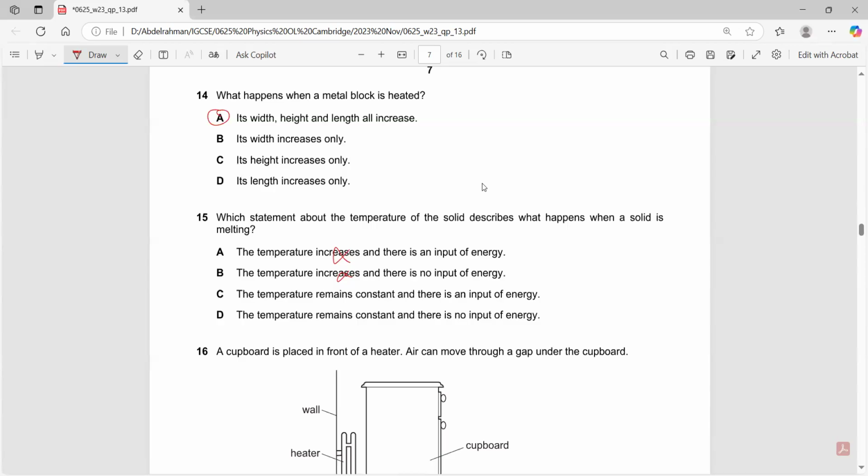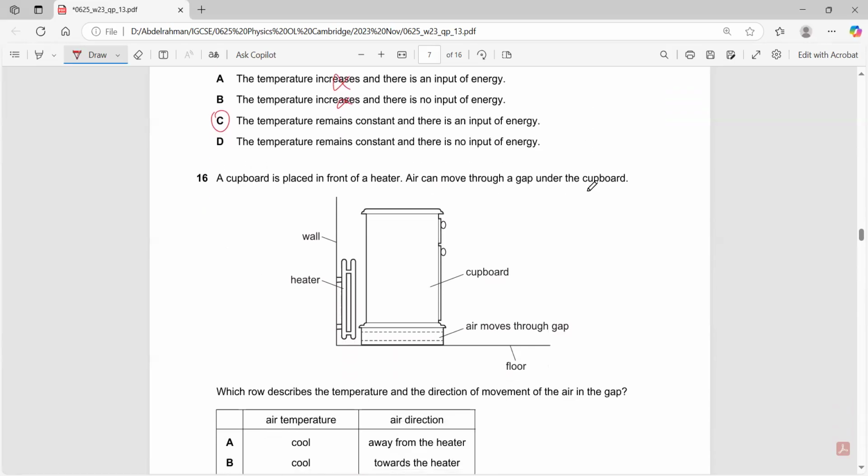It gains energy. Yes, it does gain energy. Why does it gain energy? This energy gained is used up to break down the bonds between the solid molecules and change them to liquid molecules. So yes, it does gain energy, but the temperature remains constant.